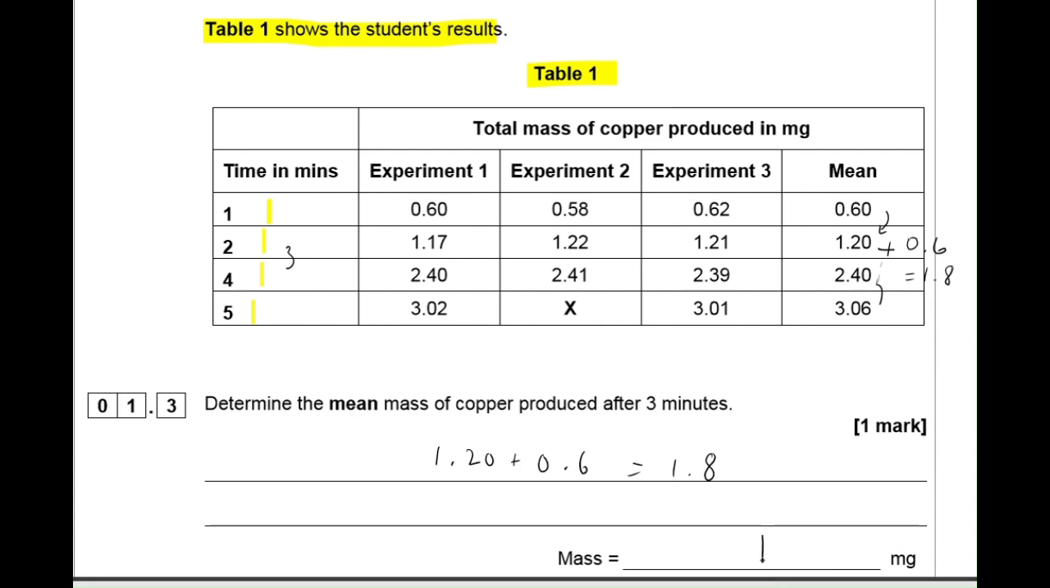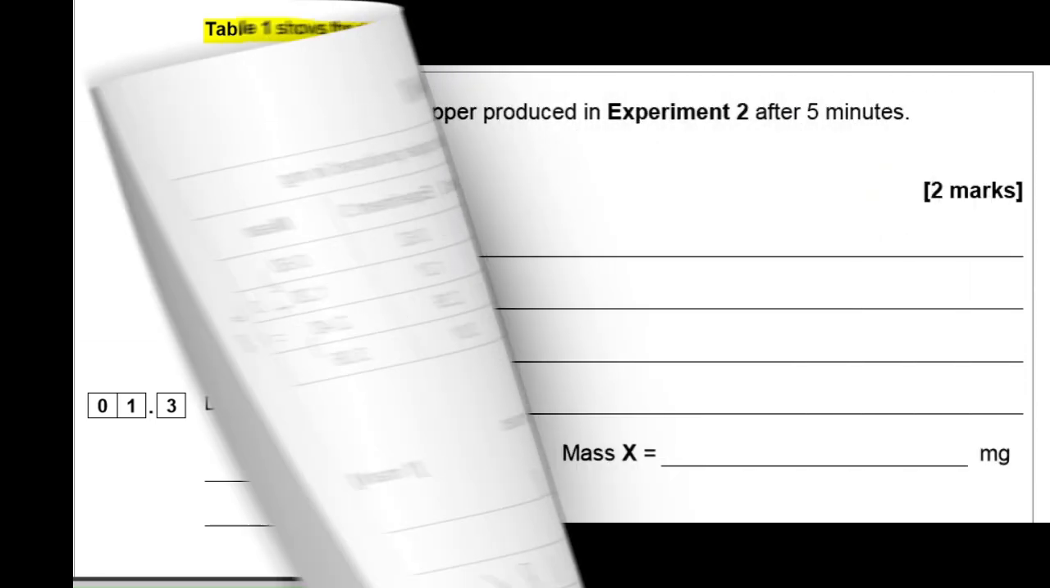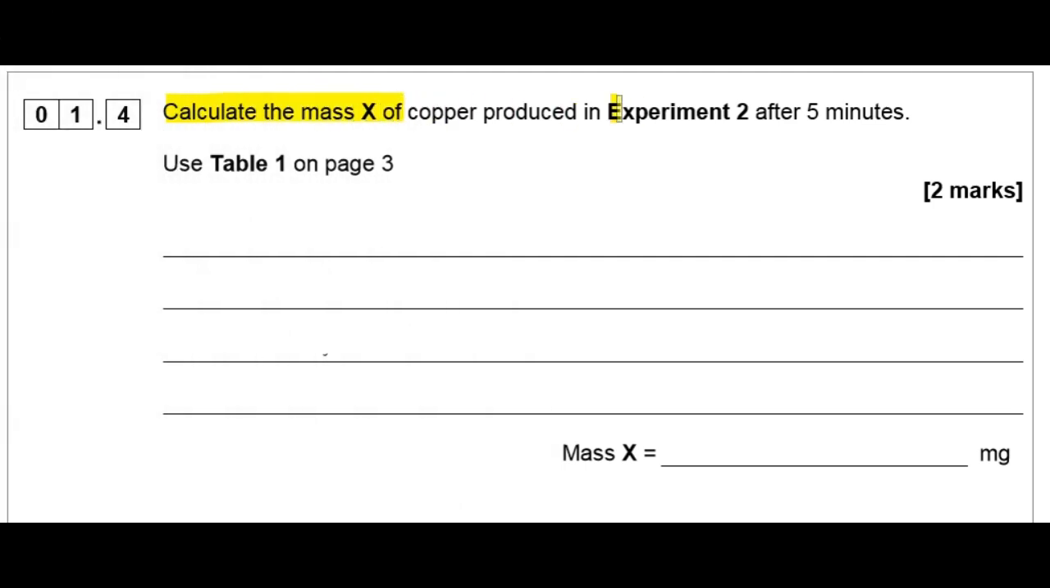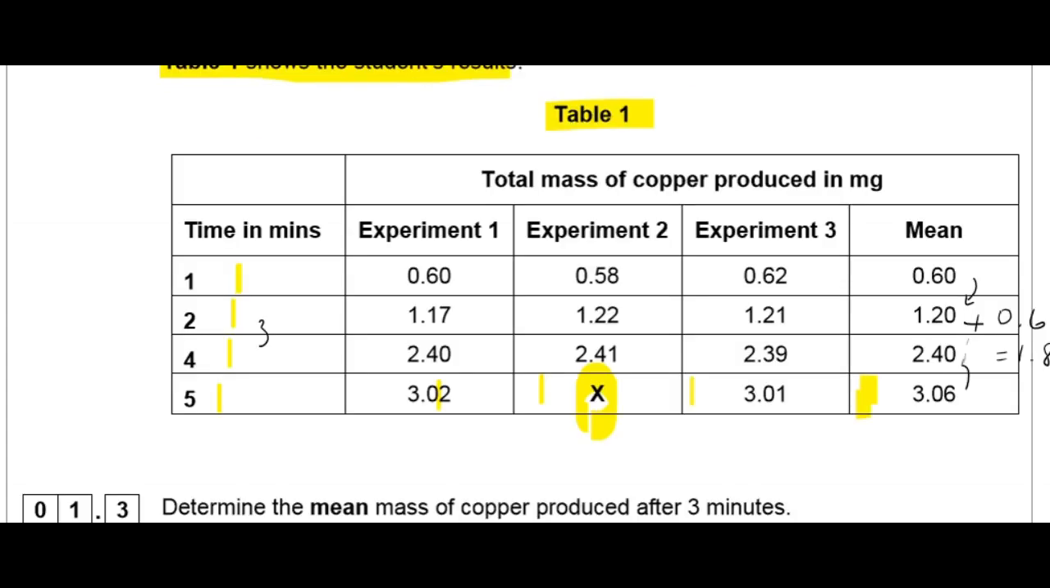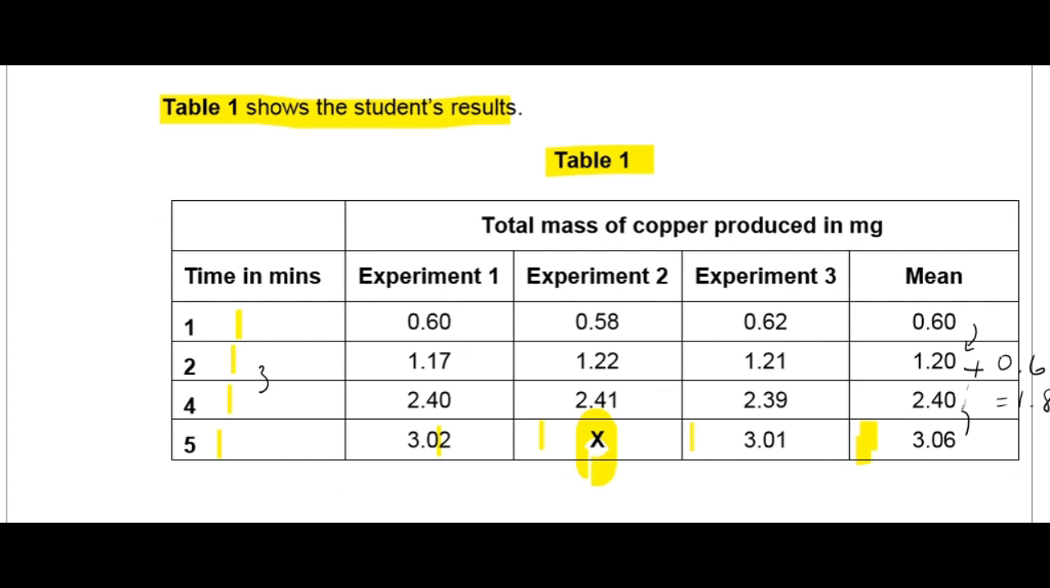Over the page, question 1.4. Calculate the mass X of copper produced in experiment 2 after 5 minutes. Use table 1 on page 3, and this is a 2-mark question. So what we need to do is look at table 2. Let's have a look at table 2. We've got to find this value X. So those 3 numbers there are divided by 3. That's experiment 1, 2 and 3.